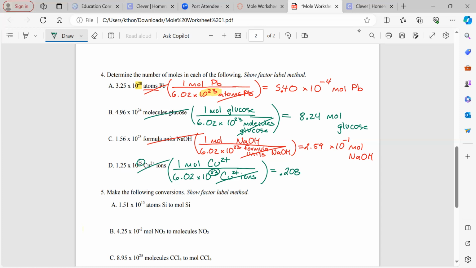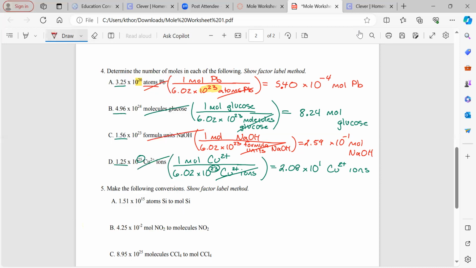25 minus 23 will be times 10 to the second copper 2 ions. You should know that that is not proper scientific notation. We need to shift the decimal 1 to the right. So that's going to be 2.08 times 10 to the first copper 2 ions. All my answers have 3 sig figs, just like the number of sig figs in the known values.